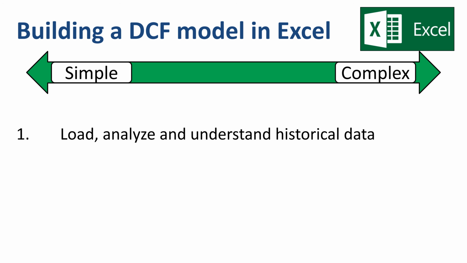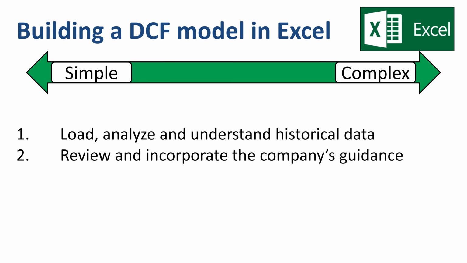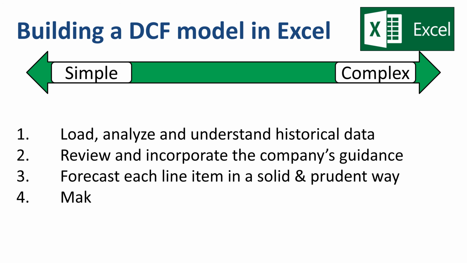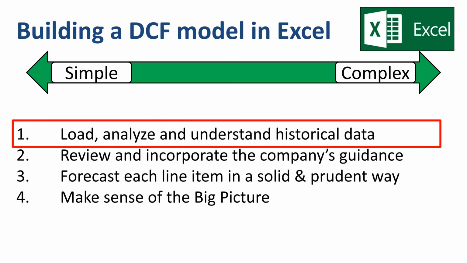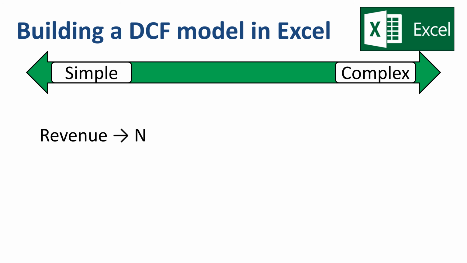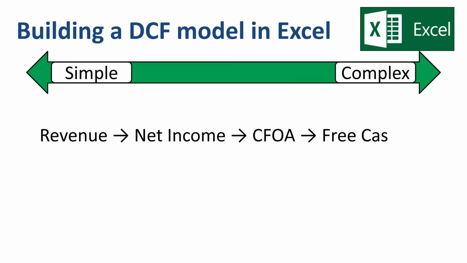Once that first step is done, you next review and incorporate the company's guidance. Forecast each line item in a solid and prudent way, and zoom out to make sense of the big picture. Here we go. We are going to make a journey from revenue to net income, from net income to cash from operating activities, and from CFOA to free cash flow. And I will provide you some very practical tips along the way.